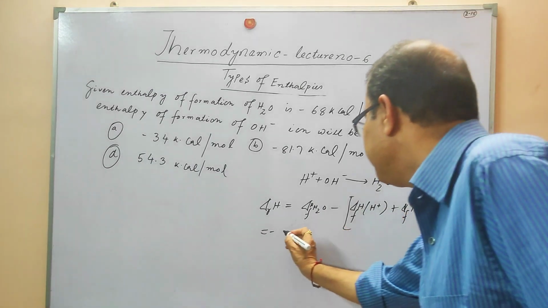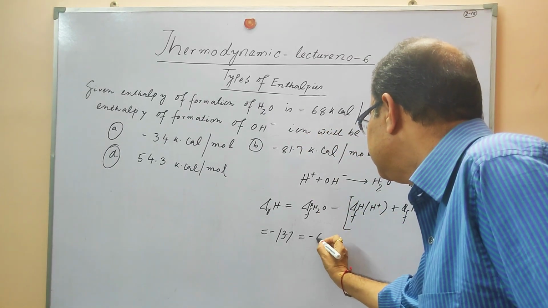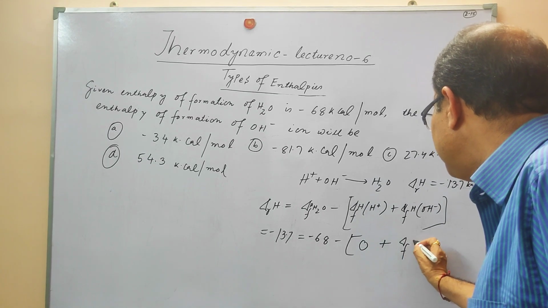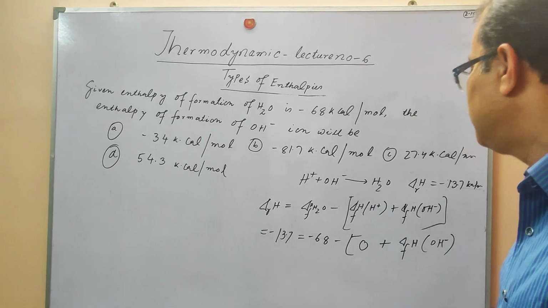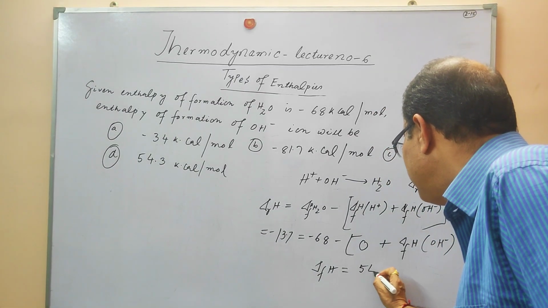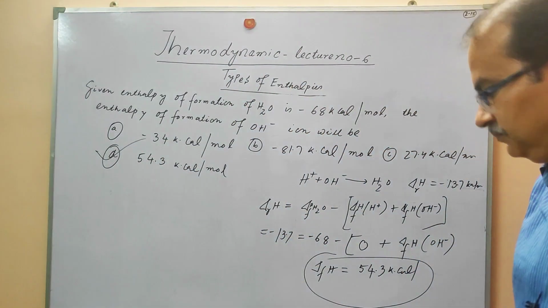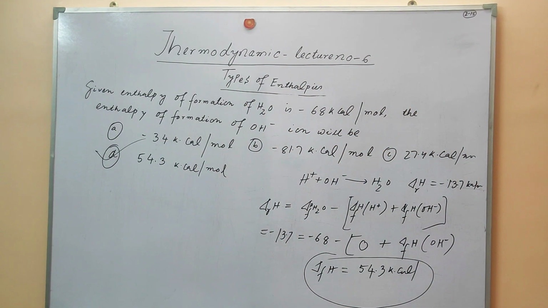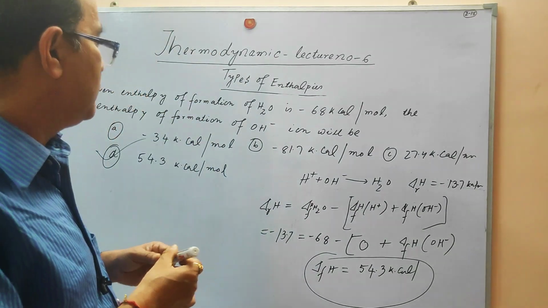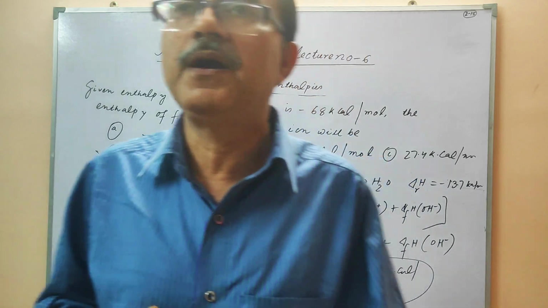Enthalpy of reaction, that we know, is minus 13.7, and the enthalpy of formation of H2O is given here as minus 68, minus the enthalpy of formation of H plus ion, which is 0, plus the enthalpy of formation of OH minus ion, which you can easily calculate. If we calculate it, it will come around minus 54.3 kilocalorie per mole, and this will be the answer. You can see it. So you understand the different types of enthalpy, their definitions, and the different types of numericals that will come in your exams, which we have discussed in detail.